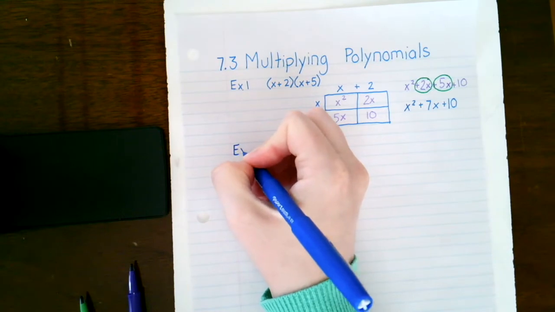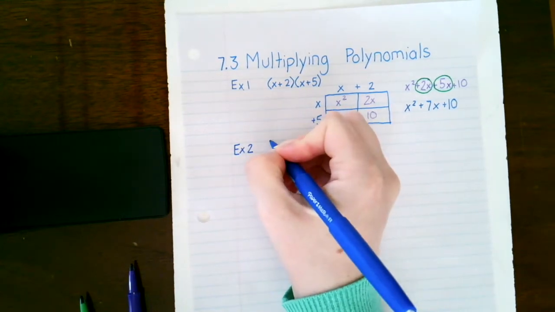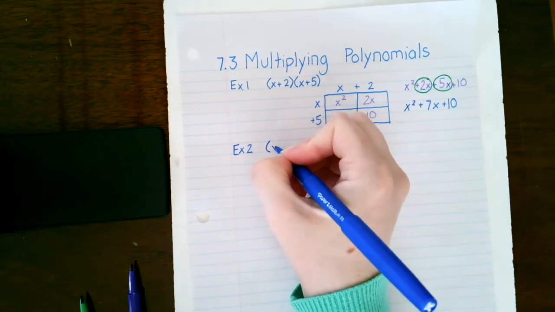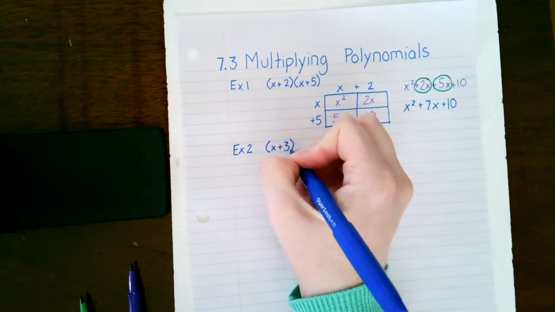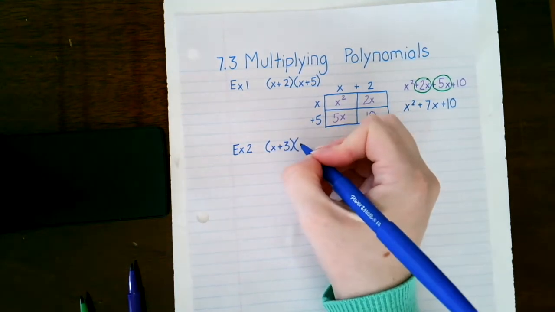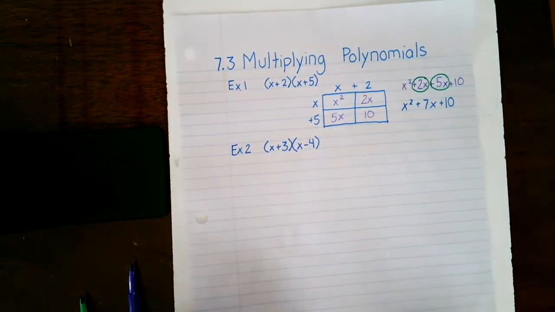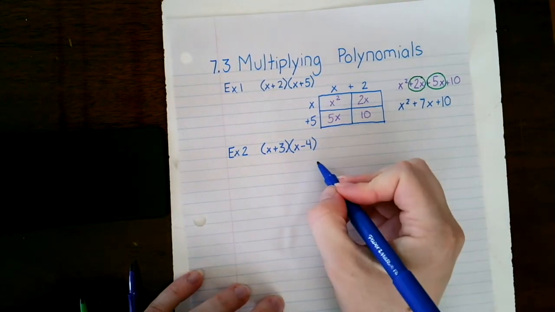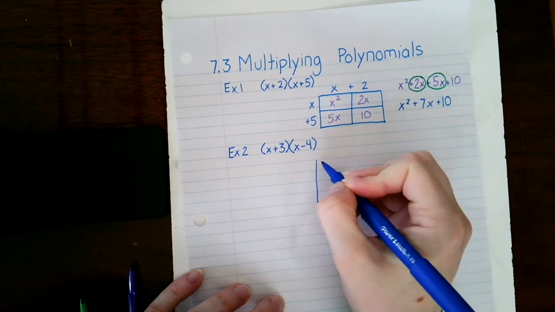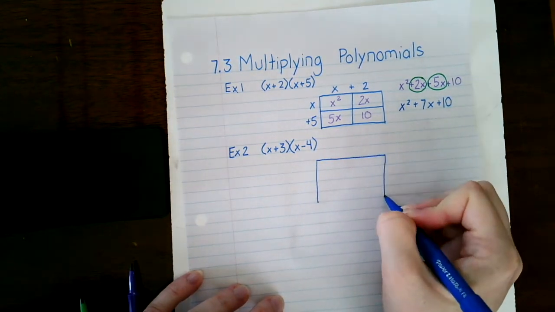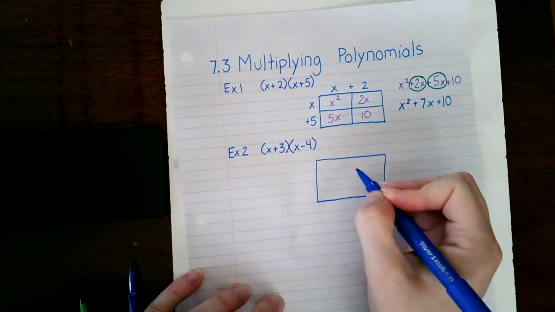So this is example 2, and this time we're going to do x plus 3 times the quantity x minus 4. And we're going to do the same area model setup. So again, this does not have to be anything pretty. It is just a sketch to kind of help you stay organized.